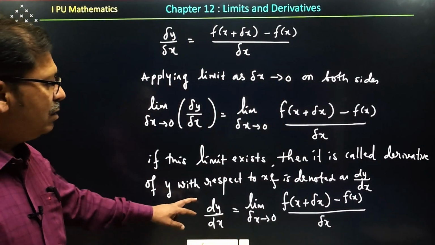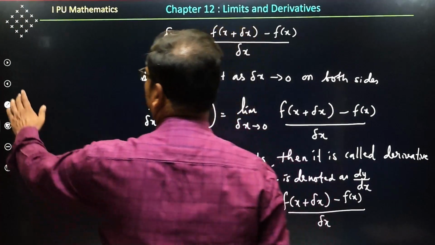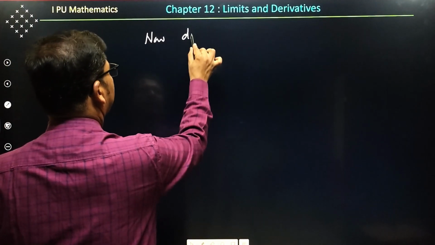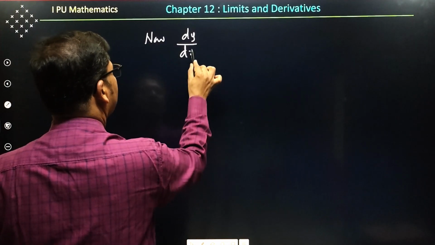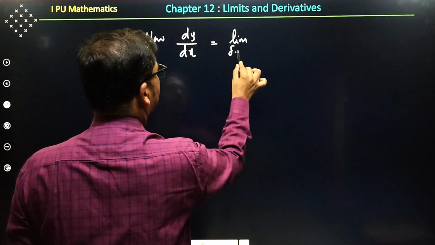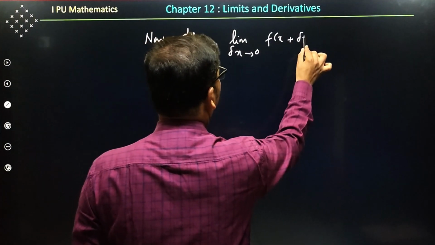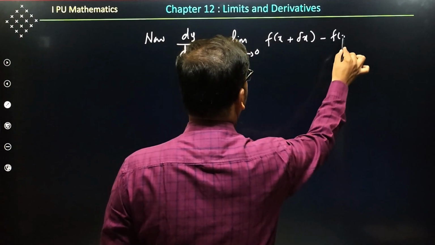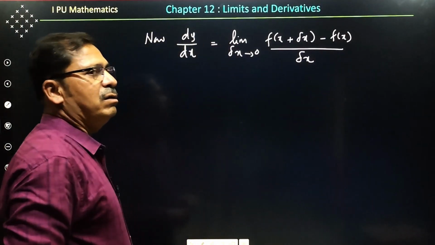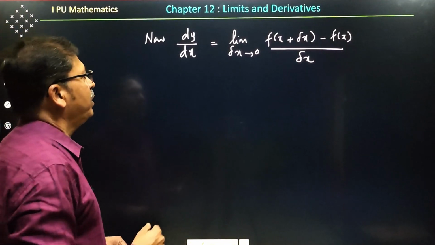So this is called the derivative of y with respect to x. dy by dx is equal to, now observe here, dy by dx is equal to what I have got here: limit delta x tends to 0, f of x plus delta x minus f of x, whole divided by delta x. This is what dy by dx, the derivative of y with respect to x, is.